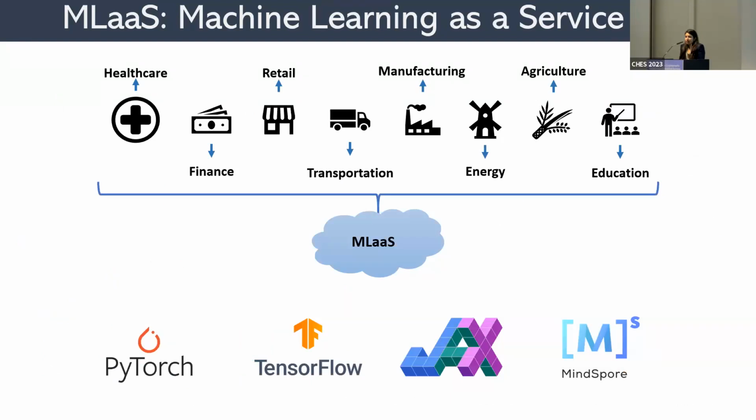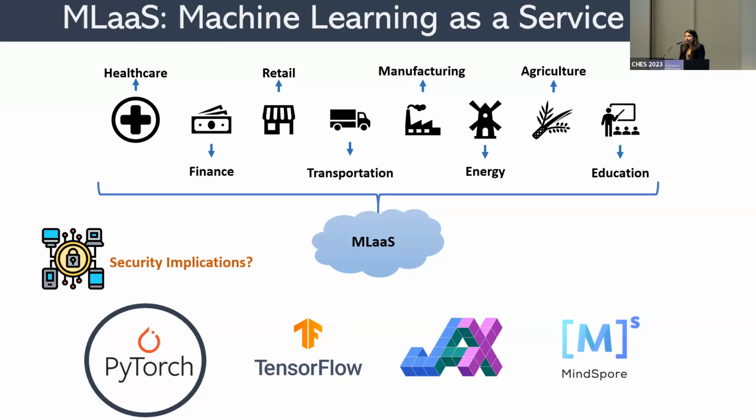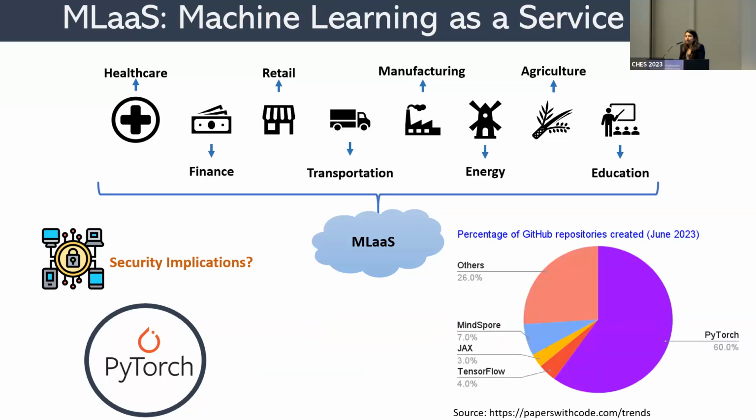In general, these models on the clouds are implemented using some machine learning frameworks or deep learning frameworks like PyTorch, TensorFlow, JAX, and MindSpore. And these are just a few of those, and there are many more such frameworks available. What is important is to look into the security implications of these frameworks, because the data provided to these machine learning models by these industries can be sensitive and confidential and needs to be protected. In this work, I'll be talking about security implications of PyTorch mainly, and why PyTorch, because recently around 60% of the people are using it.